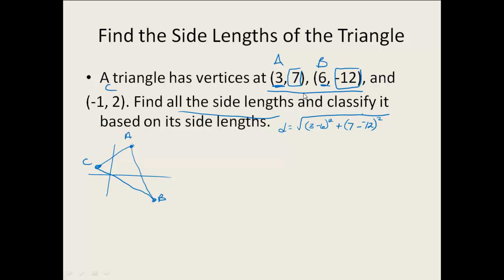Now you might be wondering, how did I decide which one was x1 and y1 and which one was x2 and y2? It actually doesn't matter. So just assign one of them to be x1 and y1 and assign the other one to be x2 and y2. When I do this math, well, 3 minus 6 is negative 3. Negative 3 squared is 9.